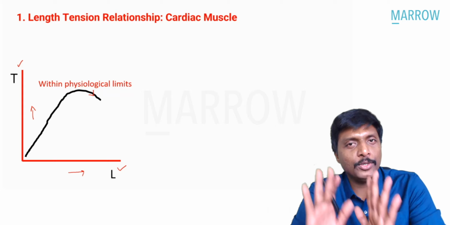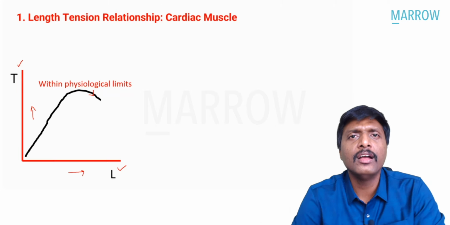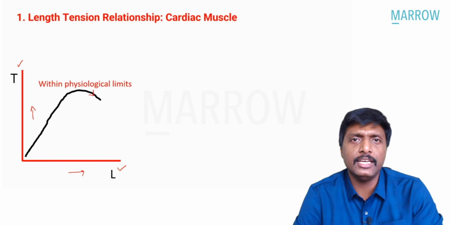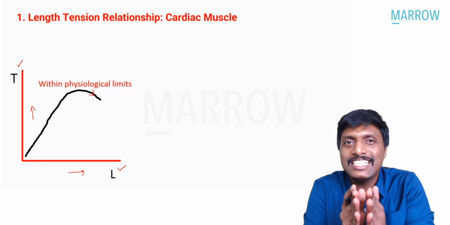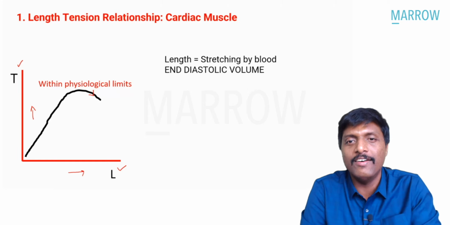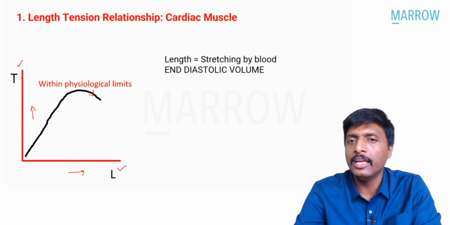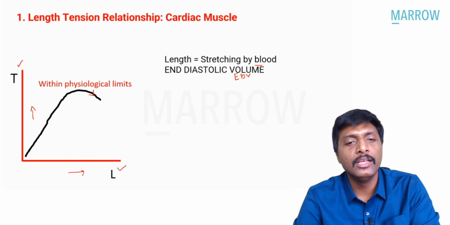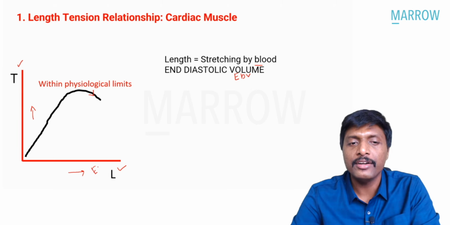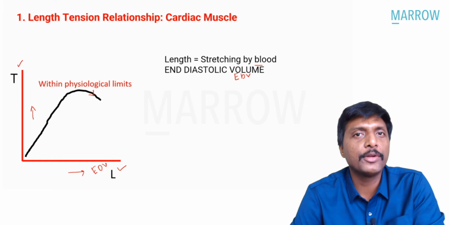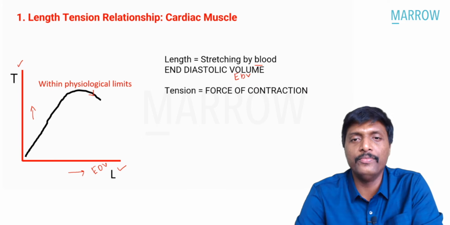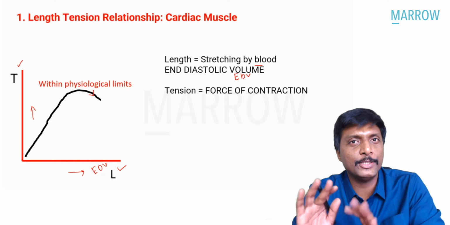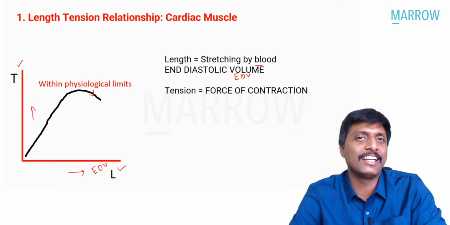Now, relate this to cardiac muscle. What is the length here? How is the length of the cardiac muscle fiber going to change? If you stretch the cardiac muscle fiber, the length will change. So, length changes are related to stretching by blood. And what is this blood volume that is stretching? Our very well known end diastolic volume. That means these length changes are equated with end diastolic volume. It's the functional equivalent. What about tension? Tension is the cardiac muscle contraction, the force of contraction, obviously. So now we know length is the end diastolic volume changes, and tension is the force of contraction generated.